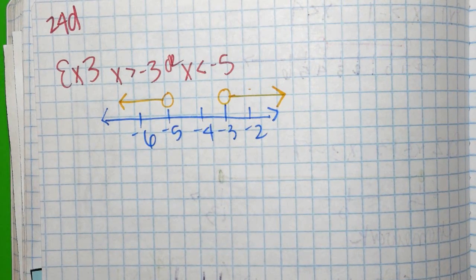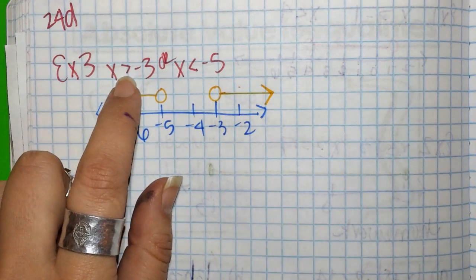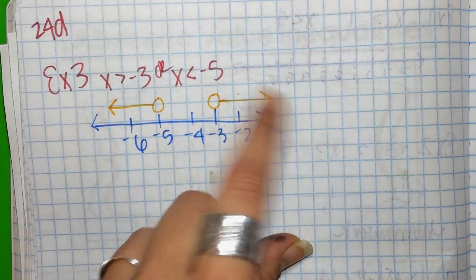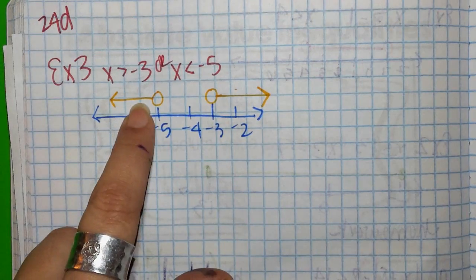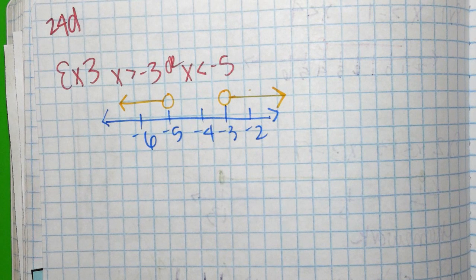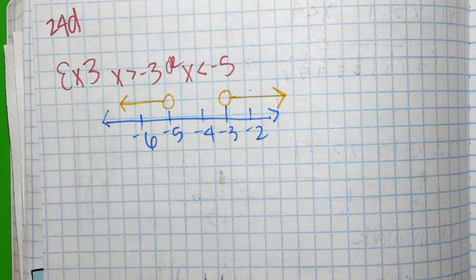Always. And it says x is greater than -3, correct? Greater than is this way. X is less than -5. Less than is that way. So it's "or" and it's going to be on opposite ways. And connects. Or opposite. Yep.